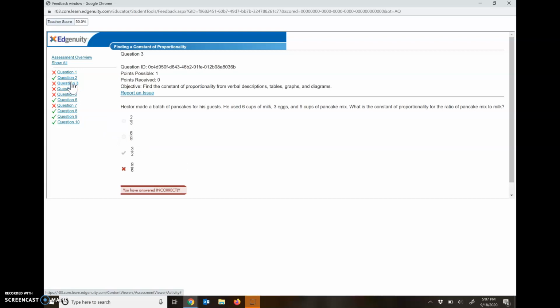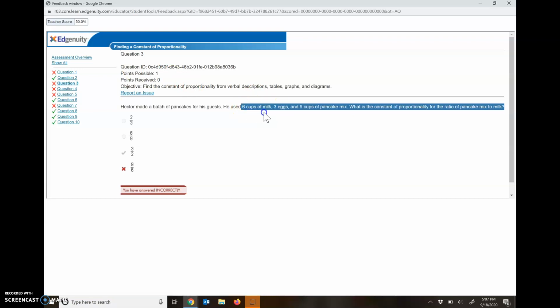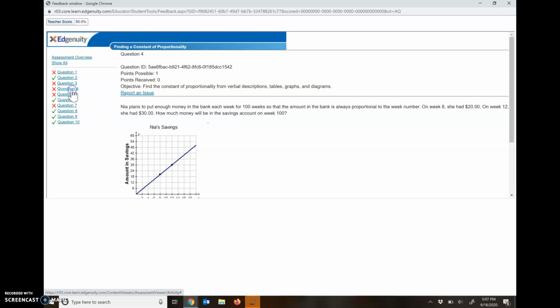Number 3, Hector makes a batch of pancakes for his guests. He uses 6 cups of milk, 3 eggs, and 9 cups of pancake mix. What is the constant of proportionality, or ratio, of pancake mix to milk? So pancake mix 9, milk 6. 9 over 6 was right, except we've got to simplify it down to 3 over 2.